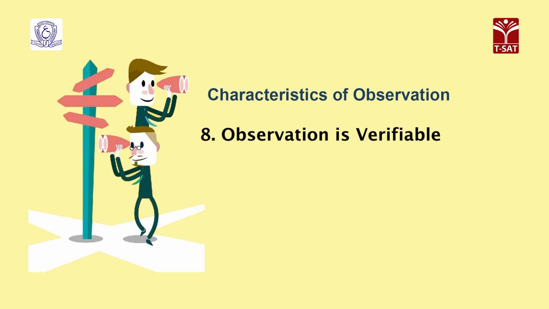And the eighth characteristic is that observation is verifiable. Observation results can be checked and verified. Observation must be verified with the usual criteria of reliability, validity and usability. It may be possible to check the findings of the observation by comparing the results of different observers or by repeating the study.